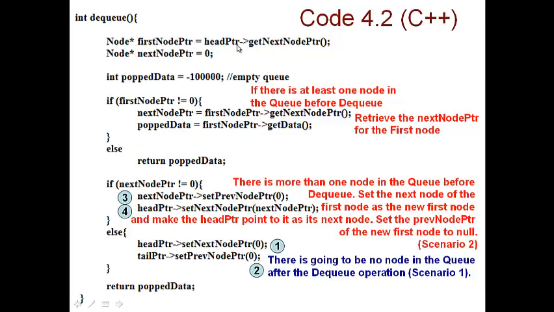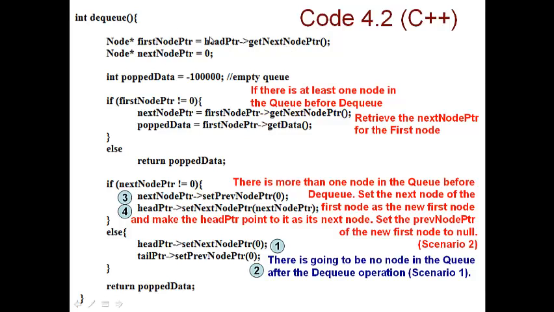So we try to get what is called the first node pointer, which is the first data node, the front end of the queue, so the data next to the head node. Head node's next node pointer, head pointer arrow get next node pointer, will get you the address of the front node, which is called the first node pointer. Then I use another pointer called next node pointer, initialized to null. Now pop data, which is the data you're really dequeuing from the queue, is initialized to some negative junk value.